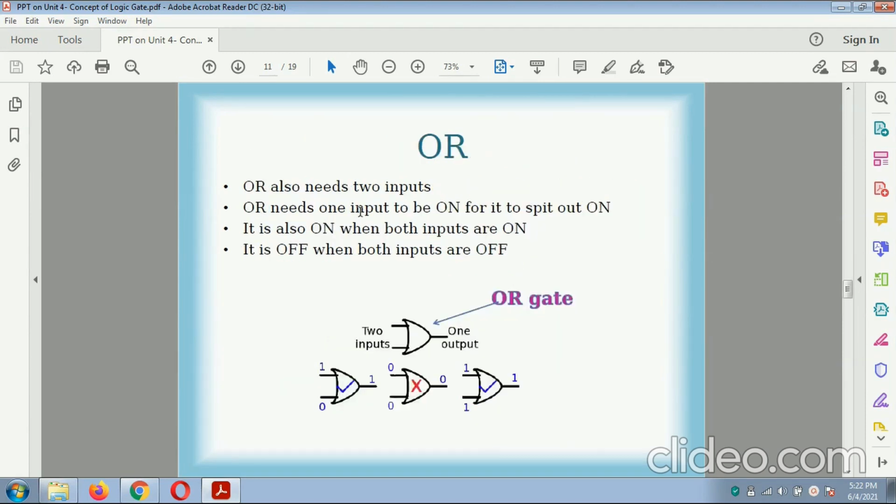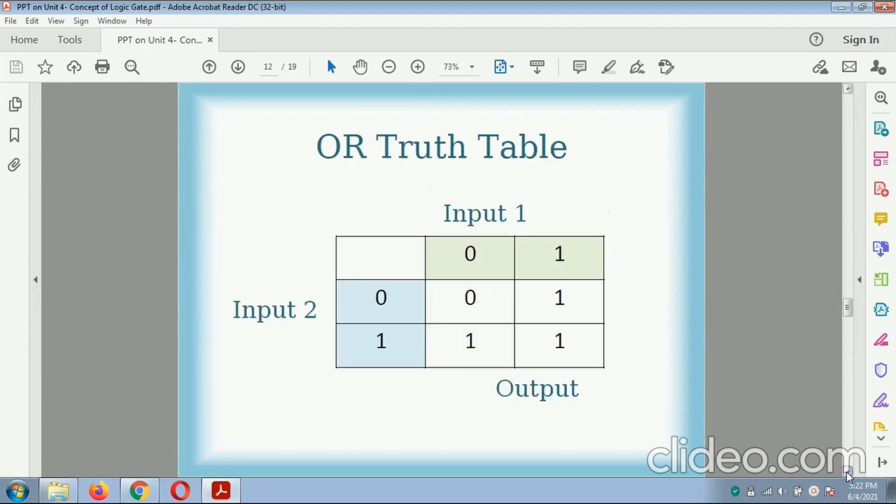OR system. The OR also needs two inputs. So this is a two input system with one output. 1 and 0 gets 1, 0 and 0 gets 0, 1 and 1 gets 1. With respect to that concept, the truth table is: 0 and 0 gets 0, 0 and 1 gets 1, 1 and 0 gets 1, and 1 and 1 also gets 1. So in this way the truth table can be formed.